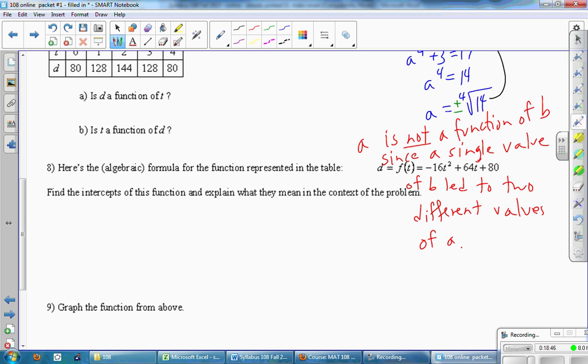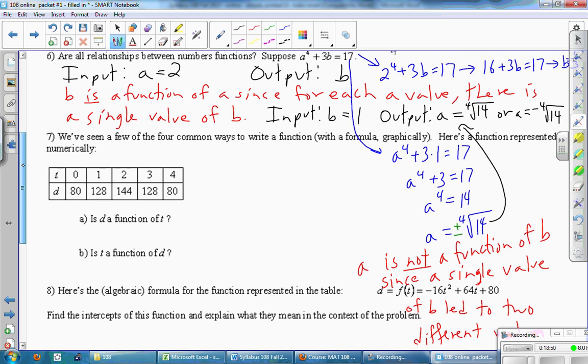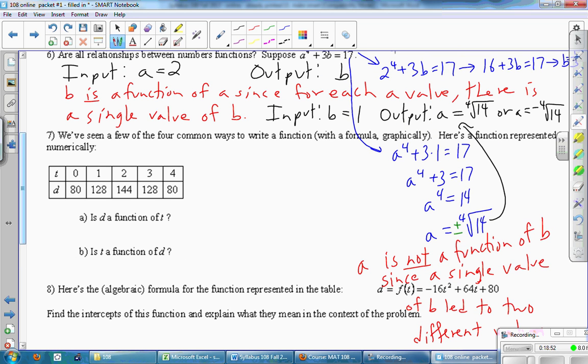So a is not a function of b. Moving on to number 7, we've seen a few of the 4 common ways to write a function. We'll see all 4 listed. I think it's on the next page. We've seen a formula. That's the one we just did here. We saw a graph right up above of the car depreciating.